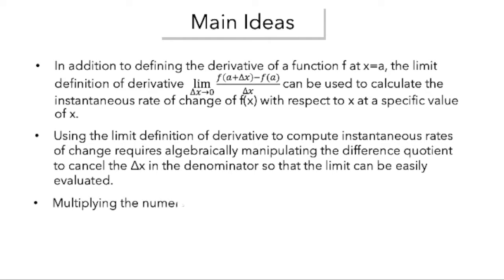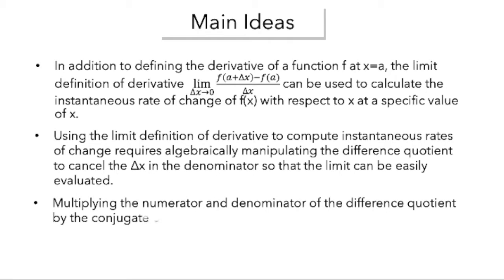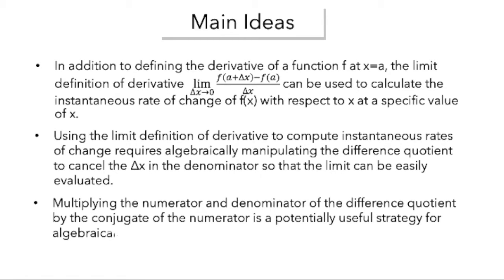Multiplying the numerator and denominator of the difference quotient by the conjugate of the numerator is a potentially useful strategy for algebraically manipulating the difference quotient to compute the instantaneous rates of change of square root functions.